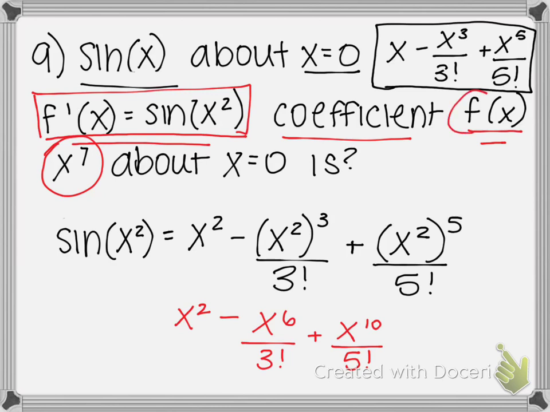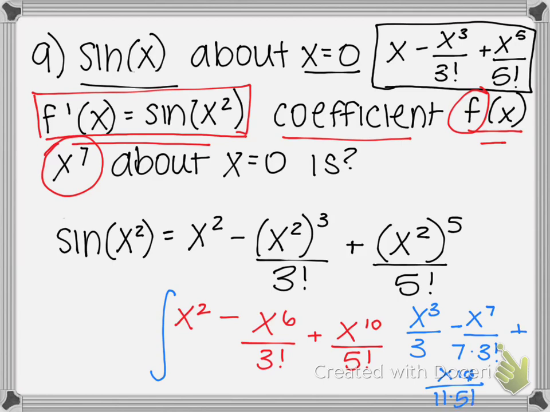to get rid of the prime, we would integrate sine of x squared. This would be x cubed over 3 minus x to the 7 over 7 times 3 factorial plus x to the power of 11 over 11 times 5 factorial.